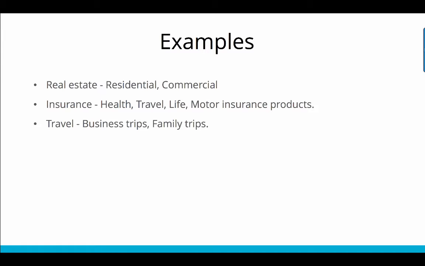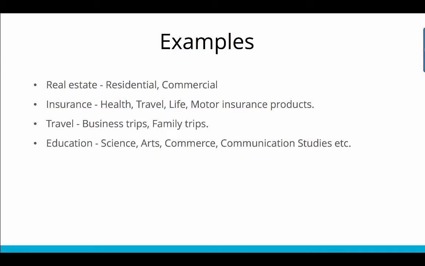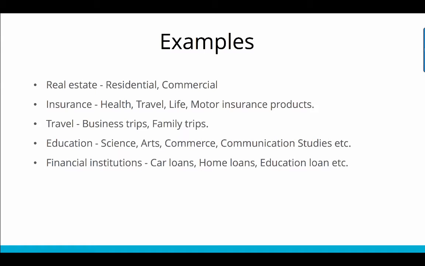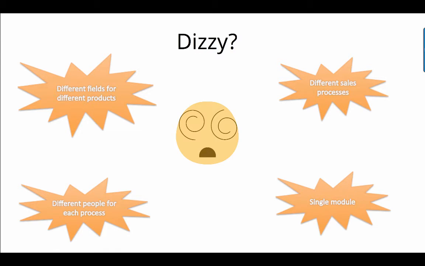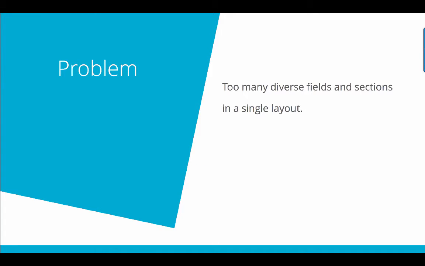Not just these, there are many other examples including travel, education, and financial institutions. Diversity of products and services is something that's part of these businesses. So when they have to maintain their sales requirements in CRM, they would have to enter different fields for different products, have different sales processes for each product, have different people managing each process, and all in a single module. Dizzy? Well, you see, the problem arises when you have too many diverse fields and sections in a single layout.